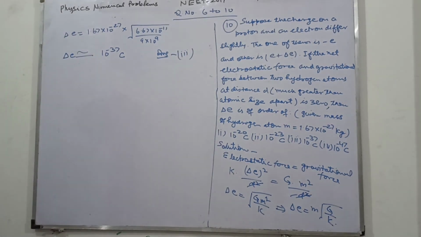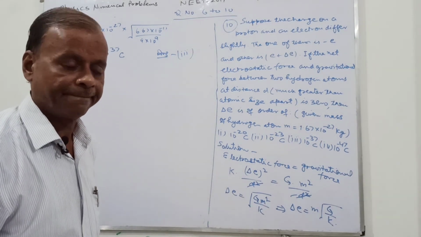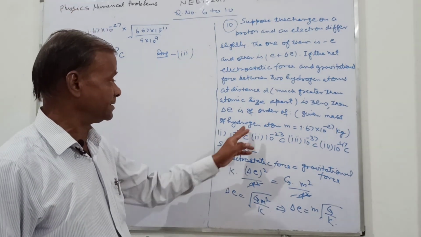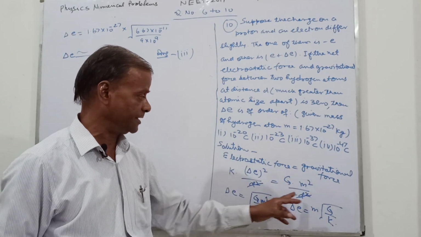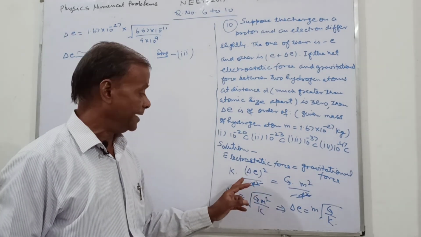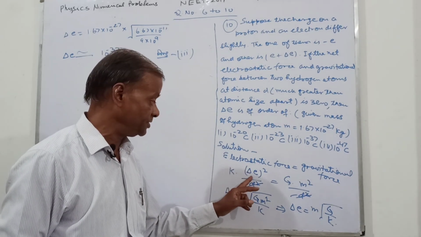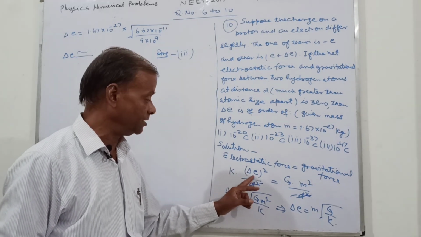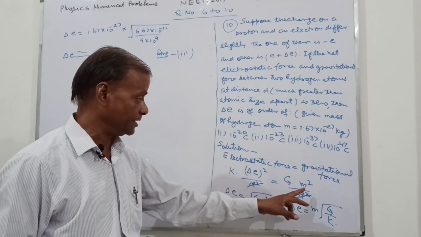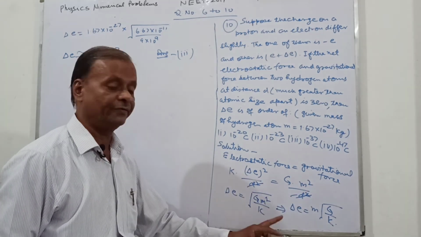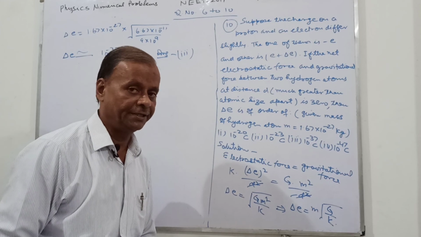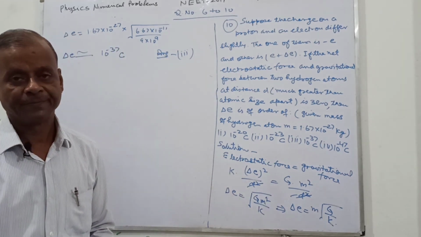So this is the answer to the 10th question of this series A. Just find that electrostatic force and gravitational forces are equal, and we have to take only the change in charge, delta e upon d square, m upon d square, and then find delta e. That will give you the answer.